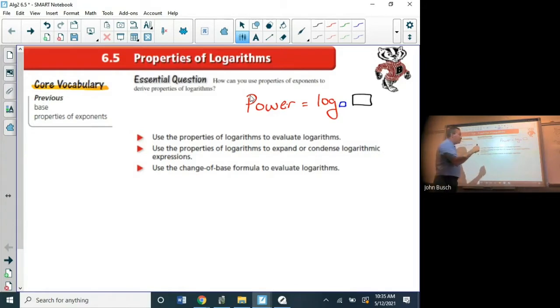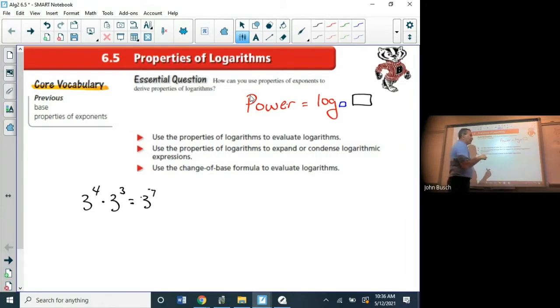So since logs are powers, they follow the power rules, right? So if you have 3 to the 4th power times 3 to the 3rd power, of course, when you multiply things with the same bases, you just add the power. So it's 3 to the 7th power.